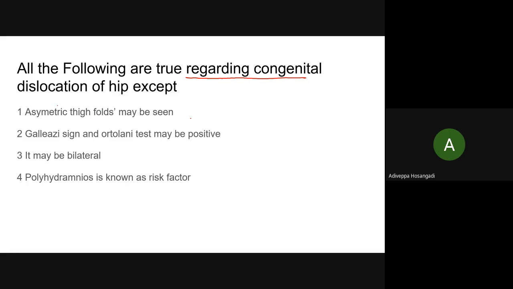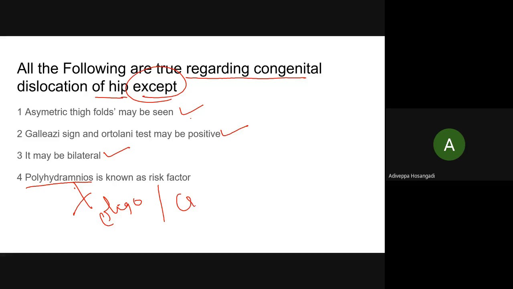All the following are true regarding congenital dislocation of the hip, except, read the question carefully. Asymmetric thigh folds may be seen. Yes, correct. Galeazzi sign, Ortolani test may be positive. Yes, correct. It may be bilateral. Correct. Look at this: polyhydramnios is not a risk factor. It is oligohydramnios, which means there is crowding of the fetal parts. This is the answer.